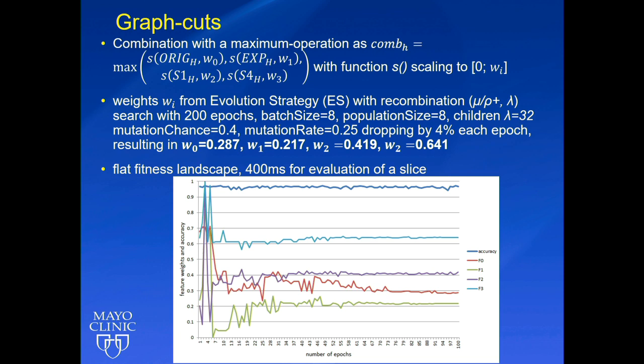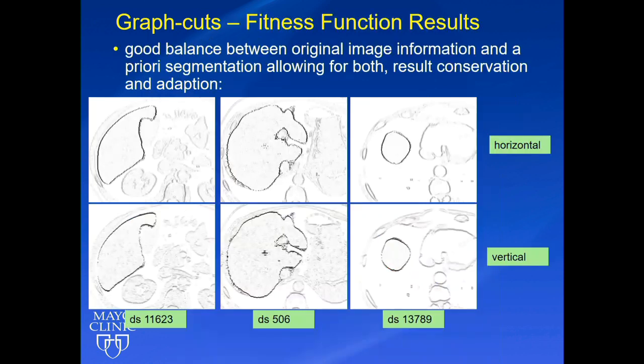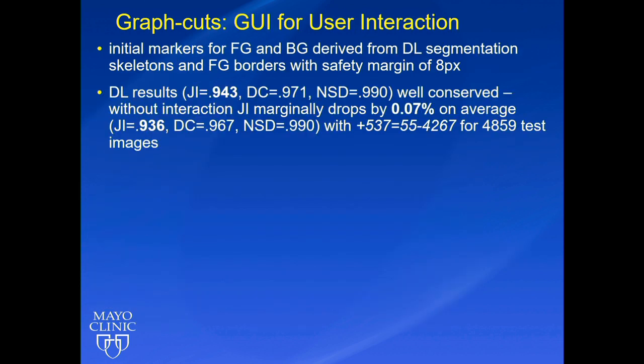Most important is the deep learning classification, but also the input image intensities and edges are used. This is the fitness function. Most relevant with this maximum function combined are the original results, but also the intensity images are included.